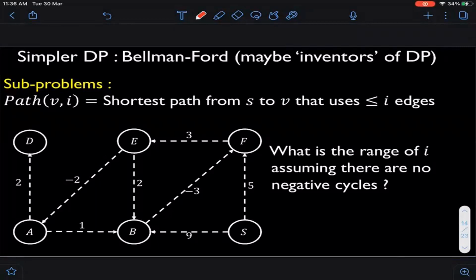Soham is saying it has to be mod of E. So mod of E is clearly an upper bound. But can you give me a better upper bound? Rishi is saying N. Why is it N? Mod E is clearly a correct answer because it cannot be larger than the number of edges in your graph.